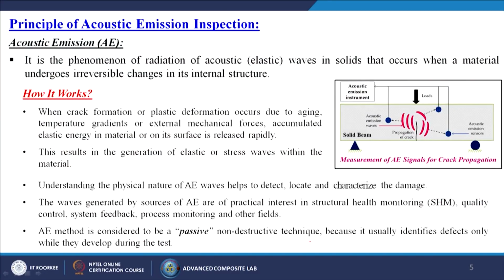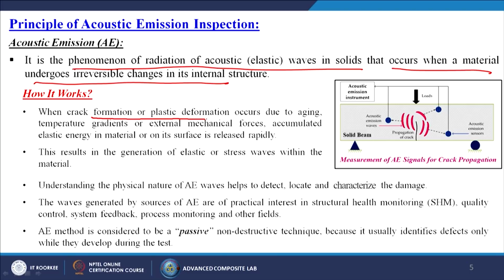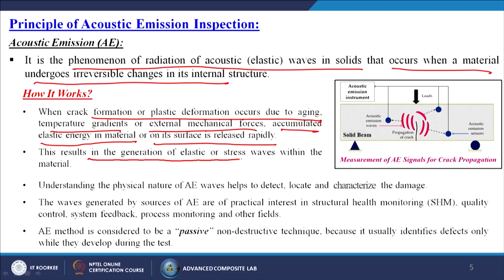Now, the principle of acoustic emission inspections. Acoustic emission is the phenomenon of radiation of acoustic waves in solids that occurs when a material undergoes irreversible changes in its internal structure. How does it work? When crack formation or plastic deformation occurs due to aging, temperature gradients or external mechanical forces, accumulated elastic energy in the material or on its surface is released rapidly. This results in the generation of elastic or stress waves within the material.